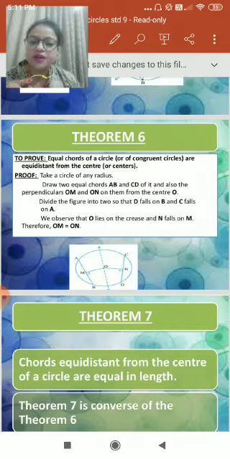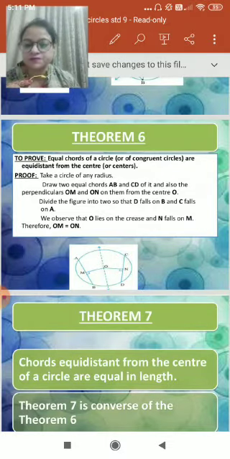We'll divide the figure into two so that D falls on B and C falls on A. You can see on the figure how it is being done. We observe that O lies on the center and N falls on M. Therefore, OM is equal to ON. So basically your O to M and O to N are equal distances. When you take equal chords, the distance from the center will be equal.